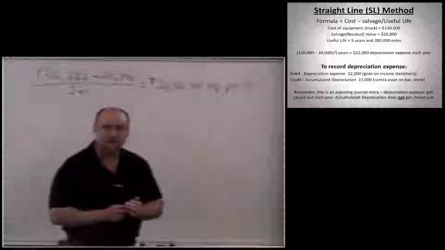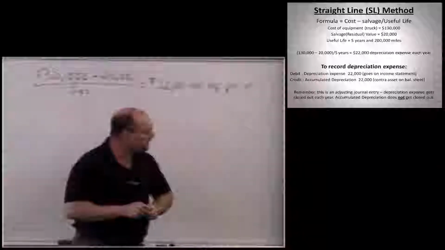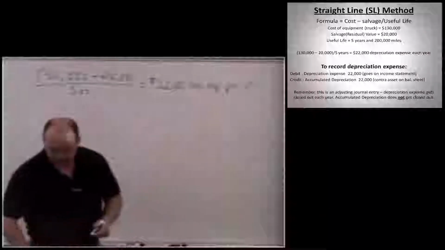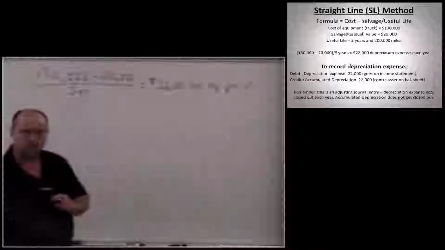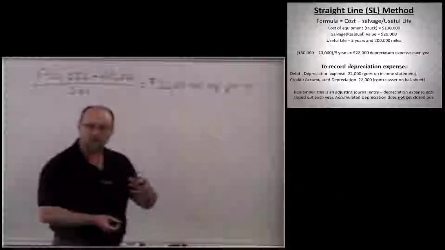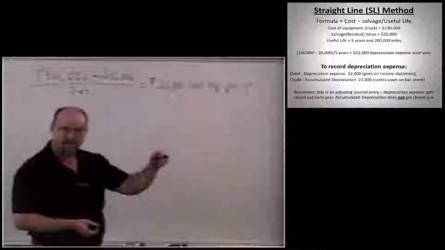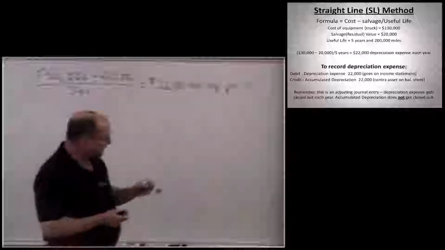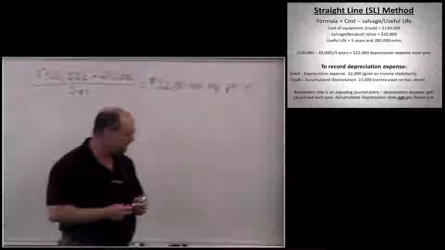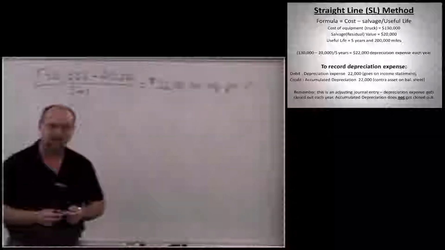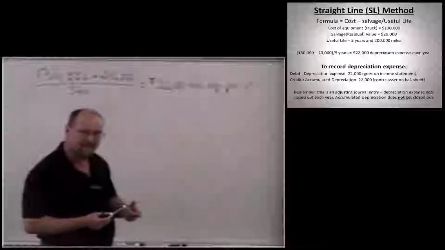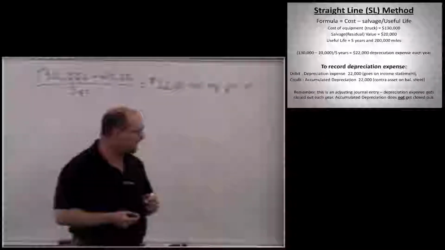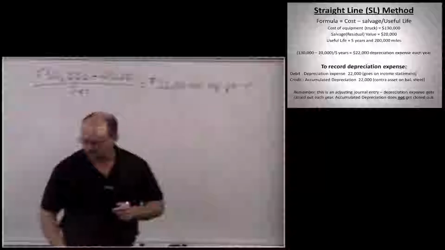If I need to have monthly depreciation, I simply divide that by 12 months. If I want quarterly depreciation, I divide it by 4. The journal entry to record depreciation for any time period, month, quarter, year, using any method, straight line, units of activity, double declining balance, is always debit depreciation expense, in this case, if it's annual depreciation, for $22,000, and that goes on the income statement. That's an expense. Credit accumulated depreciation $22,000, which we said was a contra asset that goes on the balance sheet.